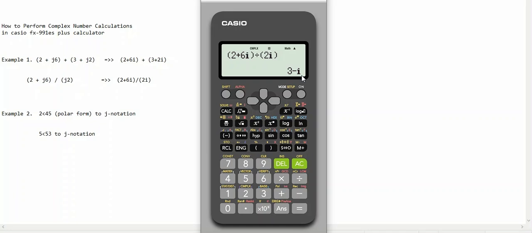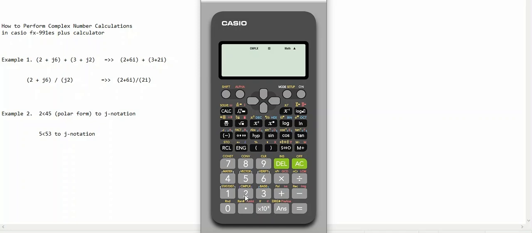This second example here is a popular thing we see mostly when we have complex numbers, where we have to move from polar form, where we have 2 at an angle of 45. This is the real magnitude and this is the direction, and we have to take them to j notation. So how do you go about this? Since we're already in our complex mode, you can just type it in directly, and then we get the answer in j notation.